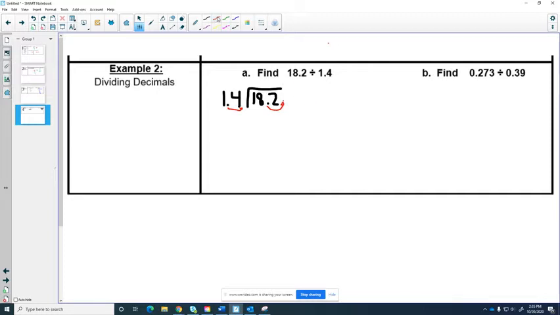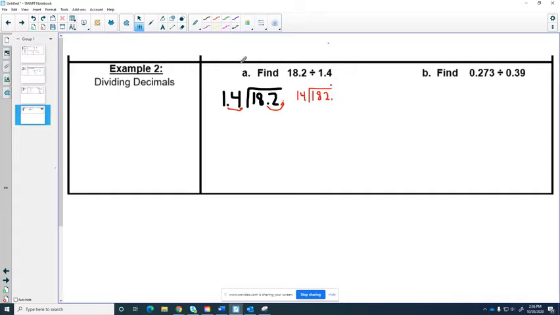Now, to make this problem a little bit easier and a little bit more clean in terms of solving it, we are going to rewrite it. So we have 182 divided by 14. And we still have to remember where our decimal was. Our decimal was after the 2. And we're going to place that decimal point in the quotient above the decimal point in the dividend. So it's going to be right there.